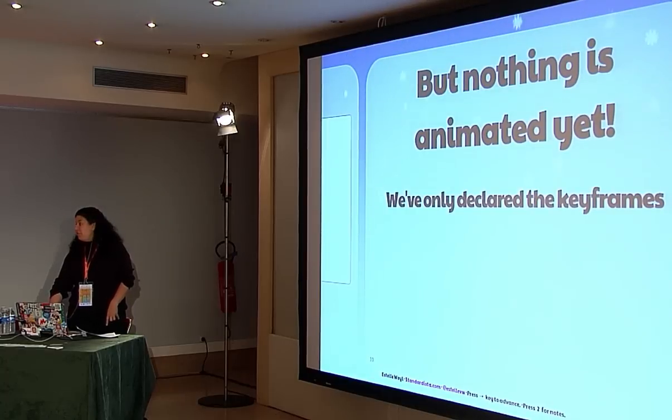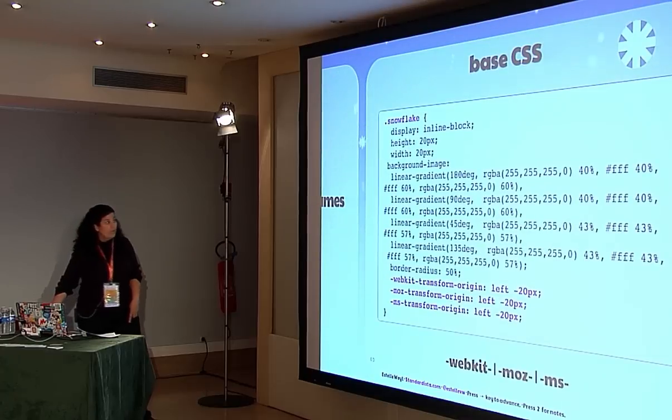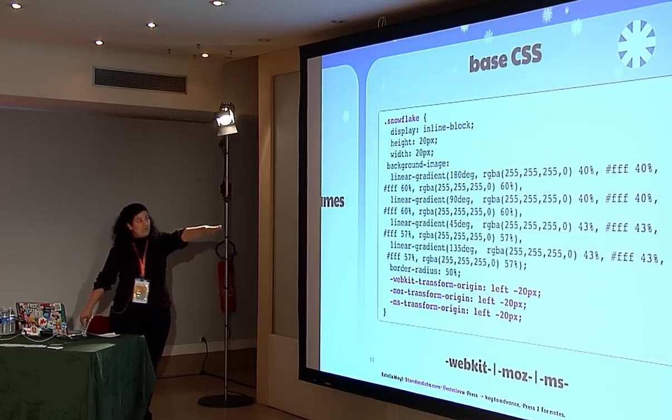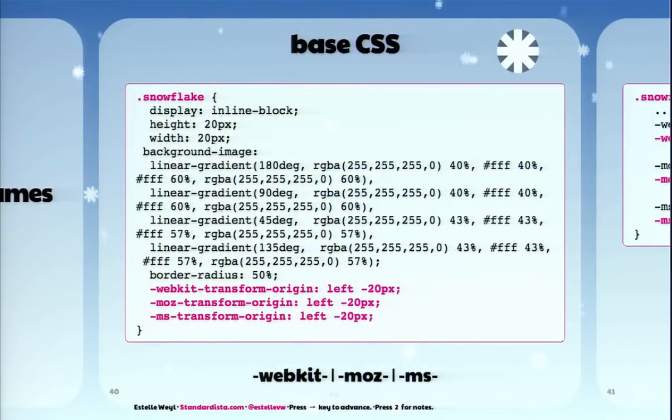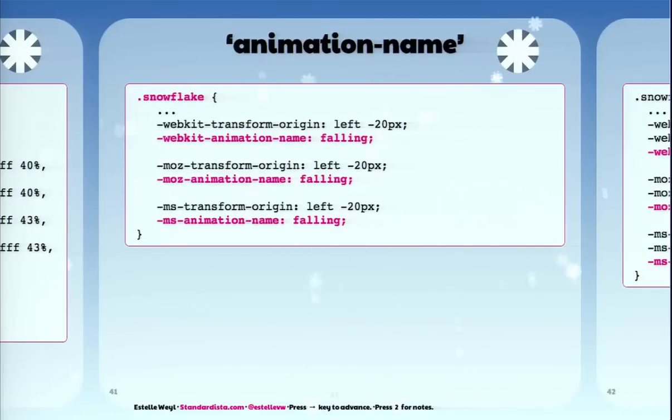Nothing is animated so far. So what we do, this is the basis of our snowflake, told it how to look, and then gave it a transform origin. And then we attached the animation name. Two properties are required on your element for there to be an animation: the name of your animation and the duration, because otherwise the duration is 0 and nothing gets animated.